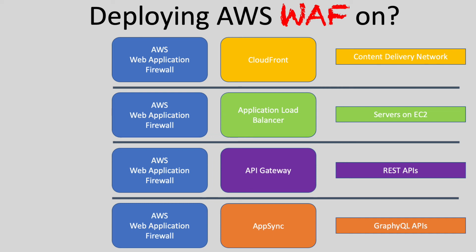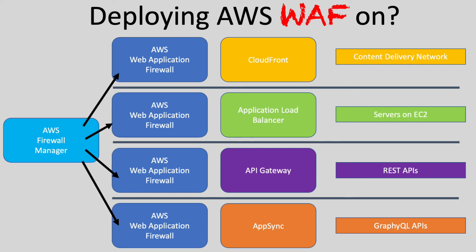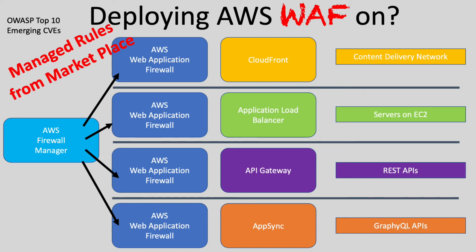So really what we're doing here with AWS WAF is deploying it as part of an architectural design. We're not doing it on its own. Now, how do we manage it? AWS provides the Firewall Manager, which basically allows you to manage all the different types of WAFs that are deployed out there in your AWS environment.